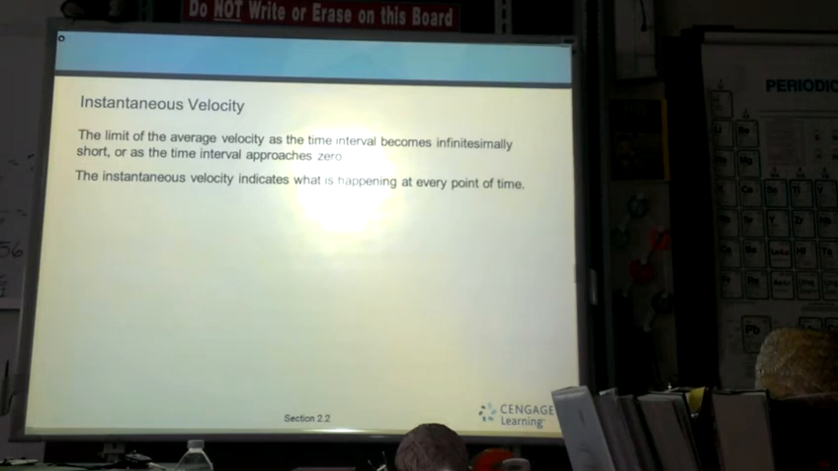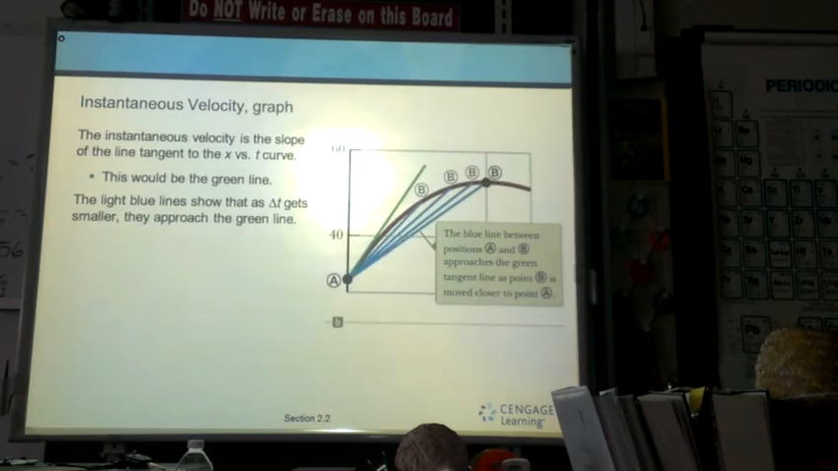Okay, instantaneous velocity. Instantaneous velocity is about limits. I think you're doing that right now in calc. Yes? Okay. So it's the limit of the average velocity as the time interval becomes infinitesimally small or short, or as the time interval approaches 0.